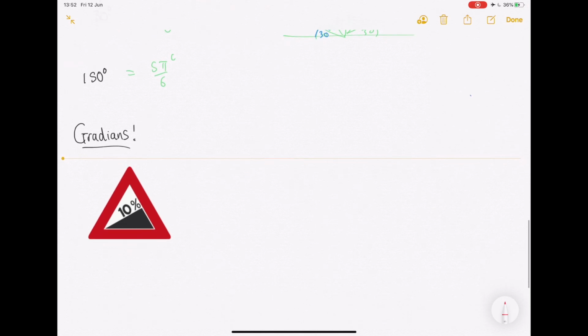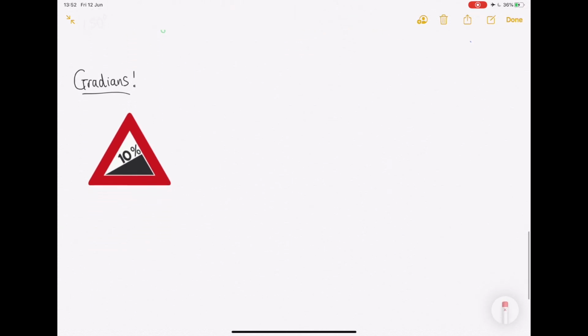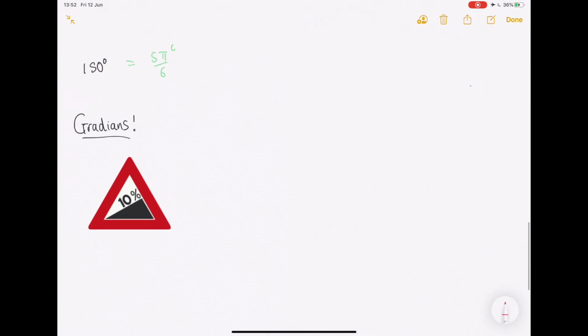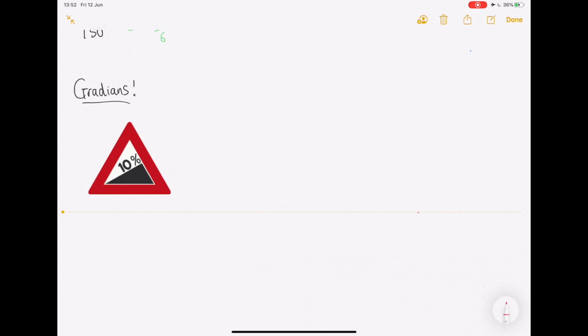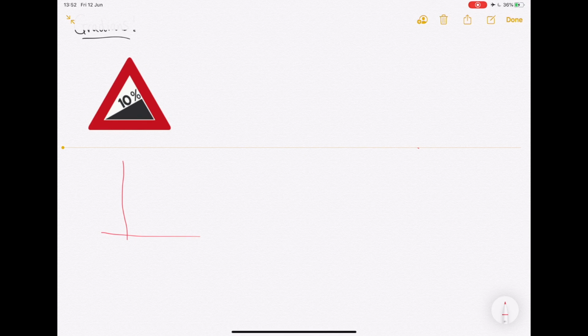Finally, I just wanted to mention gradients. Gradients are another way we might go about measuring angles. And actually, you've seen gradients before. If you've ever seen this road symbol, and what this is saying here, a 100% incline is a right angle. So if 100% incline is a right angle, what is a 10% incline? Well, it's going to be a tenth of a right angle. So if this is 100% and this is 10%, well, what is that in degrees? Well, if we're doing this in degrees, a tenth of a right angle is 9 degrees.